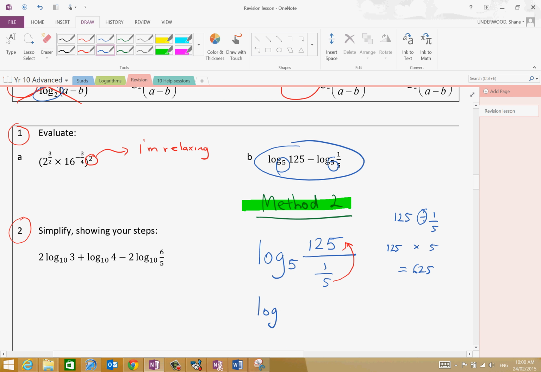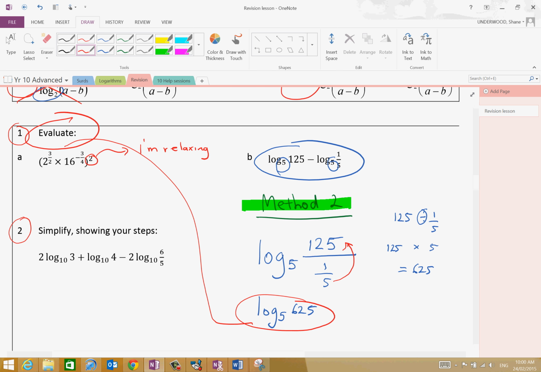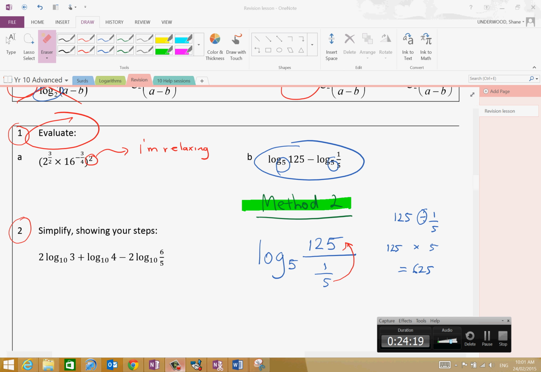So what you've got is log to the base 5, 625. Now, it's asking us to evaluate, right? We haven't evaluated it yet. 5 to the power of what is 625? Now, if you didn't know that because you didn't have a calculator, you're probably best to use my method, because my method meant that I didn't have to do any silly calculations like that. Okay? So you choose, up to you, method 1, method 2, whatever you prefer.